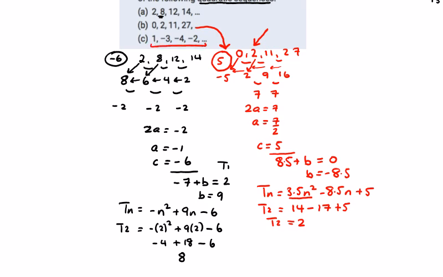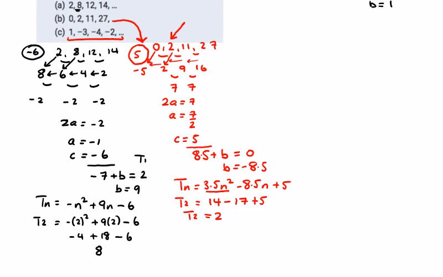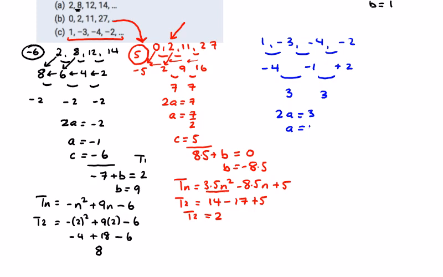Okay, on to the last one here. 2, 1, minus 3, minus 4, minus 2. So just when we have minuses, you just gotta be careful. So 1 down to minus 3 is a drop of 4. Minus 3 down to minus 4 is a drop of 1, and minus 4 up to minus 2 is an increase of 2. You can see here that the second difference goes up 3, up 3. So be careful, it looks minus, but the second difference is positive. 2a is equal to 3, a is equal to 1.5.